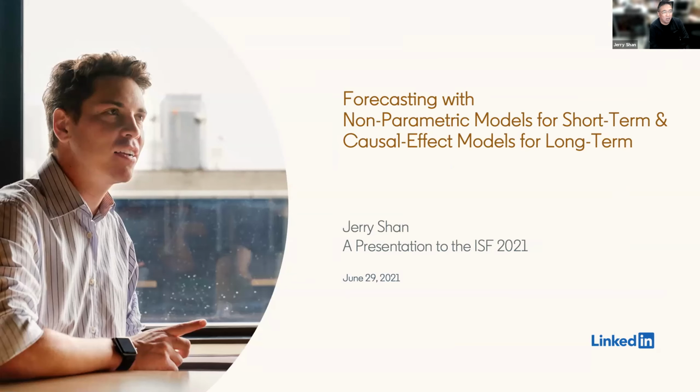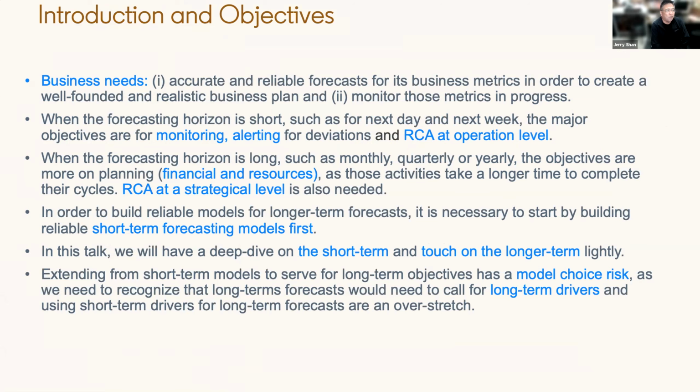So a few key bullet points here. First, we wanted to understand the business needs. As we know, accurate and reliable forecasts for business metrics, we definitely need it always. This is to create a well-founded and realistic business plan. Once you've got this plan, then you need to monitor the execution of the plan, especially the performance of those metrics in progress. So those are the business needs.